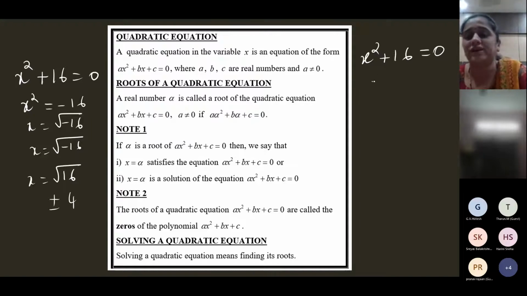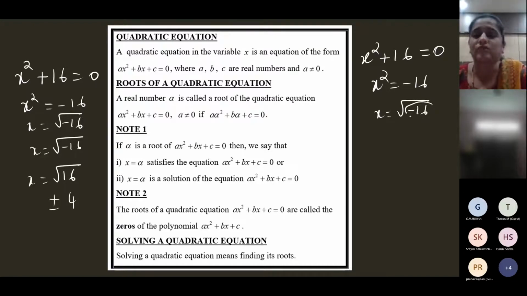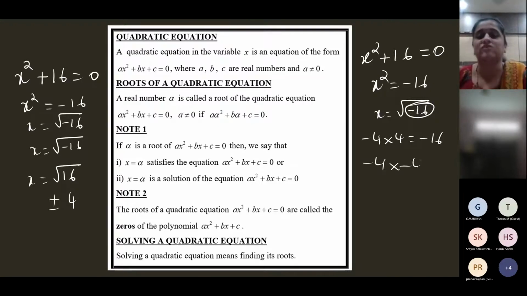On solving this, we get x square is equal to minus 16. X is equal to the square root of minus 16. The square root of a negative number is not defined. See, now don't say minus 4 into plus 4 is minus 16. Not that. Some number into itself. If you take minus 4, minus 4 into minus 4 is not minus 16. If you take 4, 4 into 4 is not minus 16.